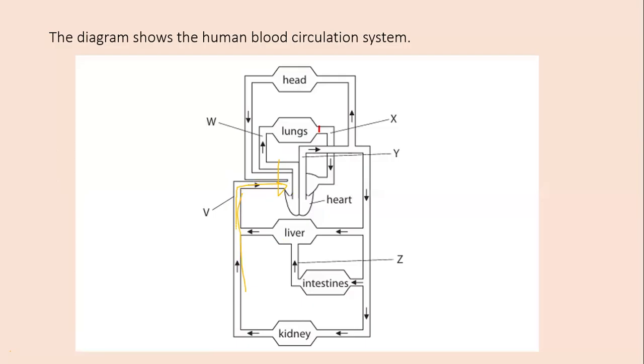So this part of the vena cava is known as the inferior vena cava because it brings the deoxygenated blood from the lower part of our body, and this part is known as the superior vena cava because it carries deoxygenated blood from the upper part of our body, from organs like the head and our arms. So these two connect together and form the vena cava. It is the largest vein in our body. So V is the vena cava.